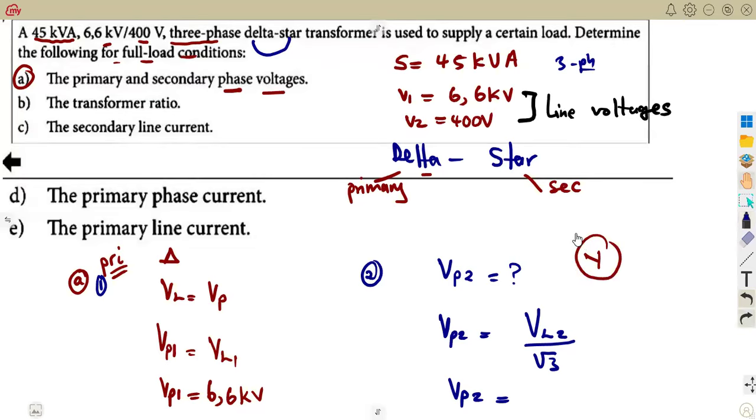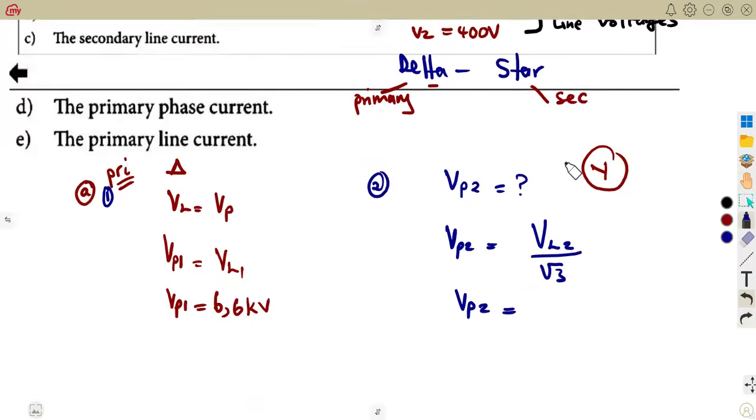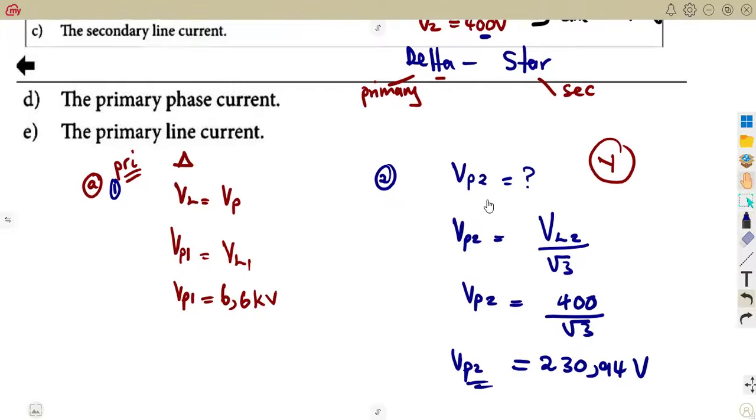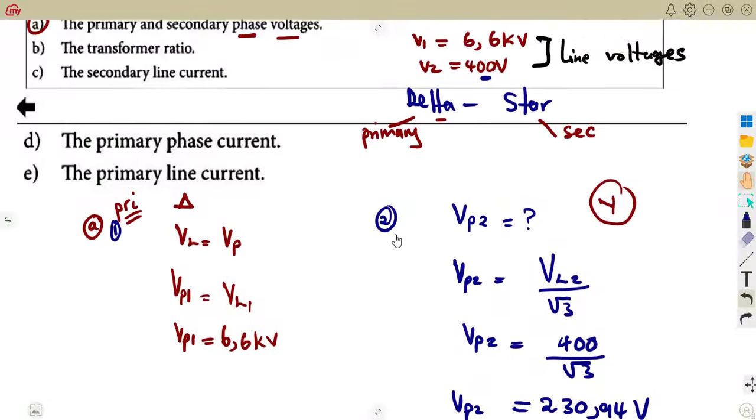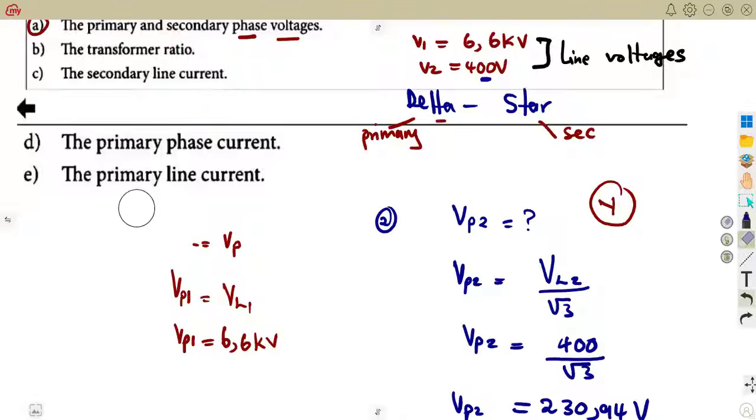We're going to obtain this because it's a star connection. So remember, I gave V2 already. That's the line. Remember, these are line voltages. So that's 400 over the square root of 3. That is going to give us 230.94 volts. Like I said, this is just like our previous part of our electrotechnology. That was the condition there. The phase voltages are there.